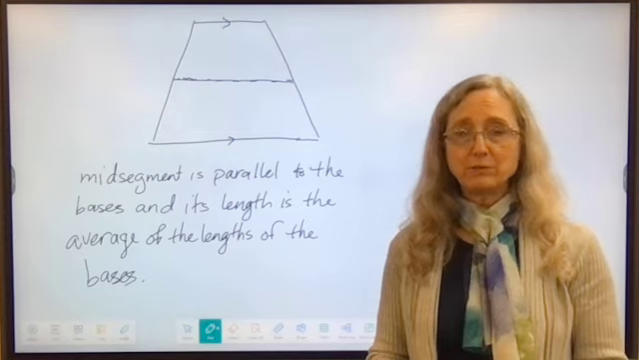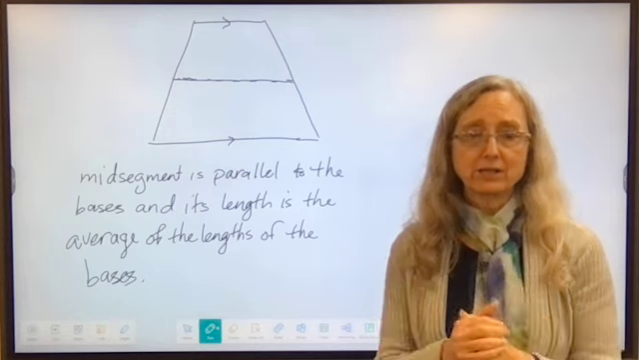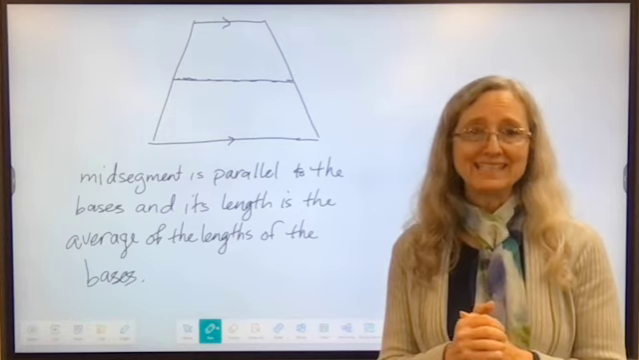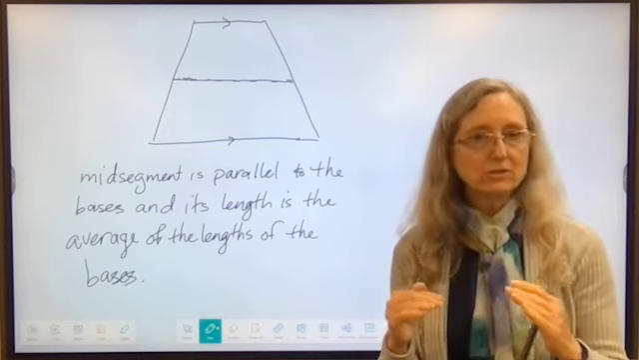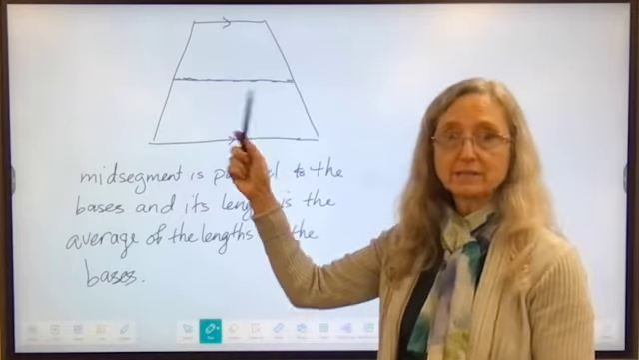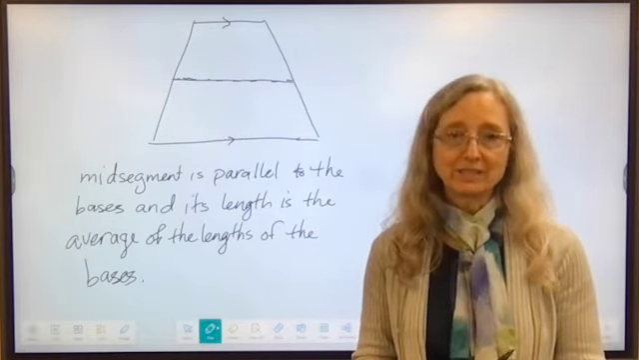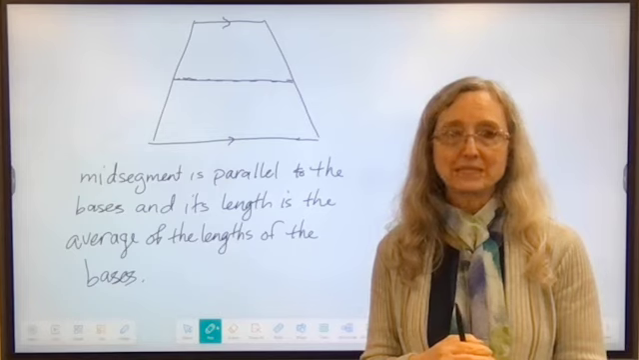You can take a trapezoid, any shaped trapezoid, it doesn't have to be isosceles, and you can draw a mid-segment. Just like we did in triangles, you can put a mid-segment in a trapezoid by taking the two legs and connecting the midpoint of each of the legs. That's how you would create the mid-segment.